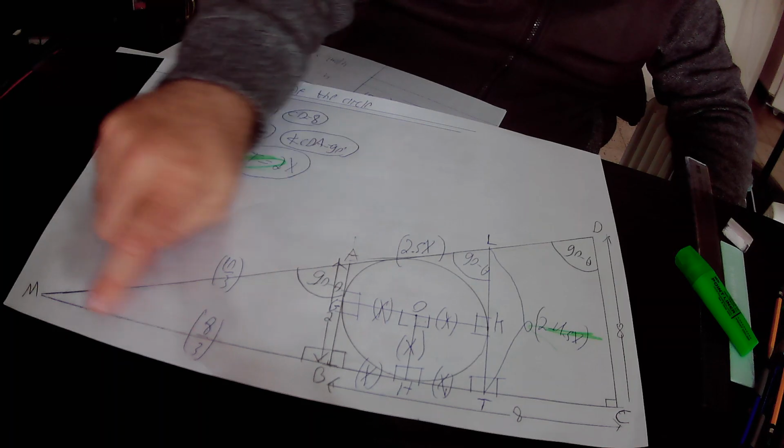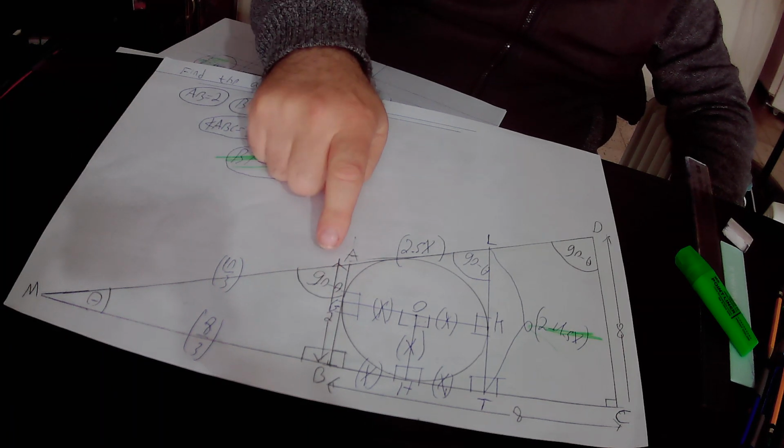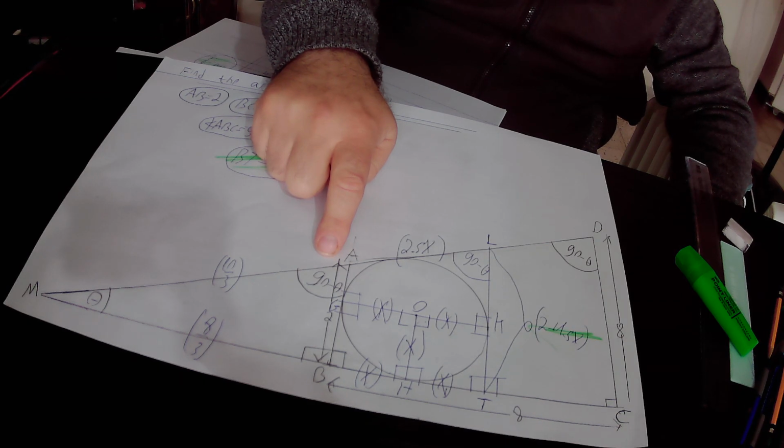So in the right triangle ABM, this angle equals theta, this angle equals 90 degrees. Therefore, the missing angle must be equal to 90 degrees minus theta. According to the sum rule, the sum of the angles in the triangle is equal to 180 degrees.